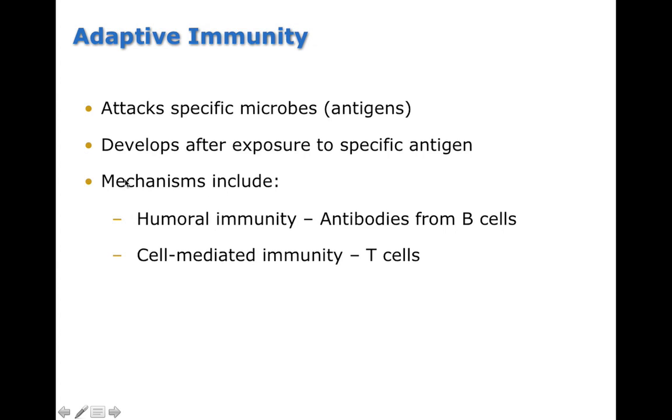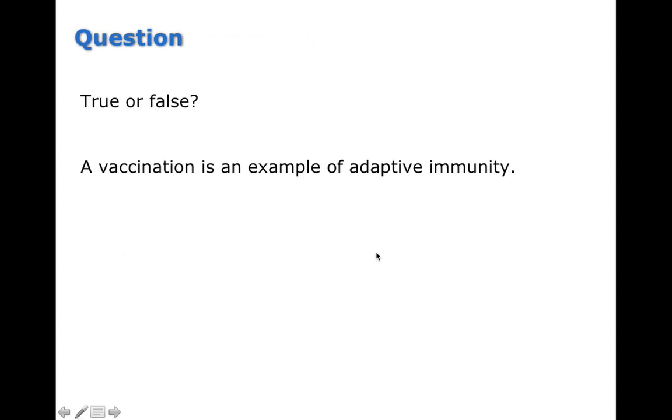So some of the mechanisms of your adaptive immune response would include things like your humoral immunity, which basically is humor or fluid, and we're talking about antibodies here from B cells, as well as cell-mediated immunity, which are your T cells. We have different types of these B cells and T cells.